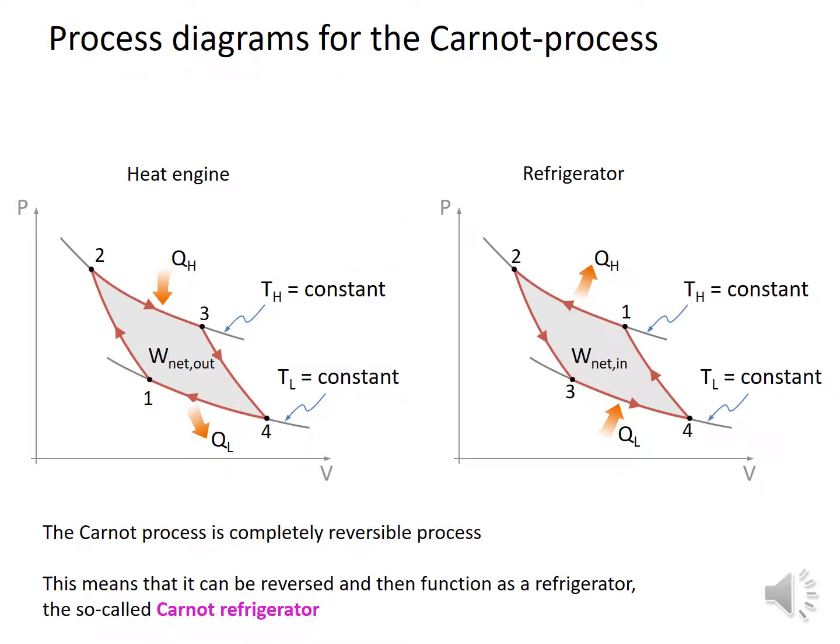Okay, so to summarize a little bit, we can see here the process diagram for a Carnot process operating as a heat engine. See that it goes clockwise, and for a refrigerator we have the opposite. This is then called a Carnot refrigerator.